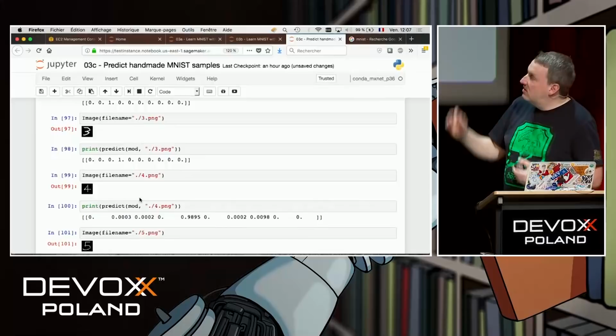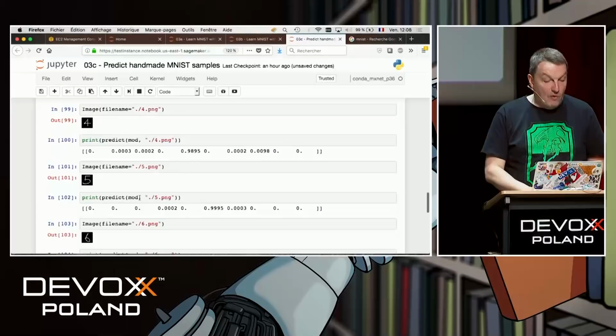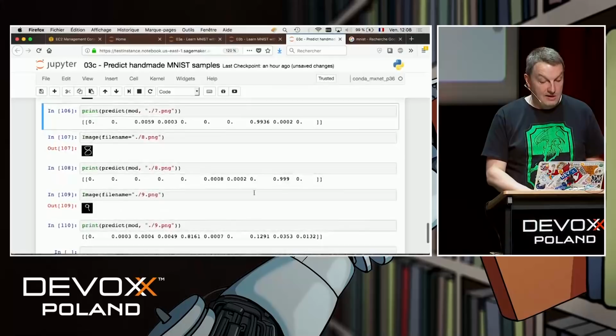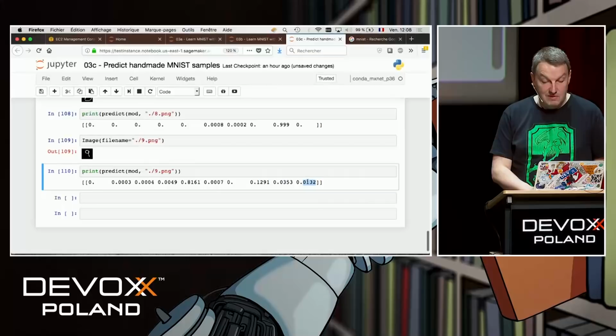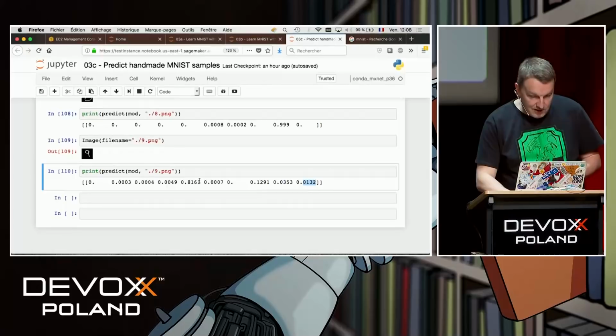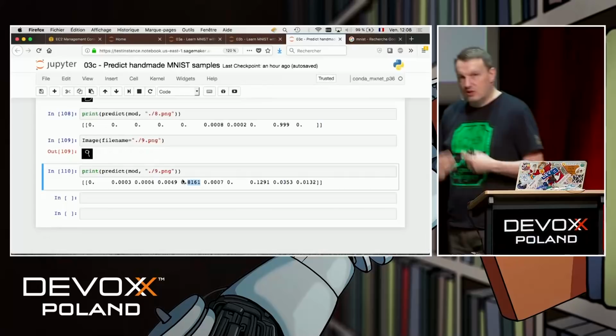You will always see non-null values here. Four is fine, five is fine, six, good, seven, eight, and nine. This should be the highest, right? It's not. This one is the highest. So zero, one, two, three, four. So my model is confused. It thinks this is a four.